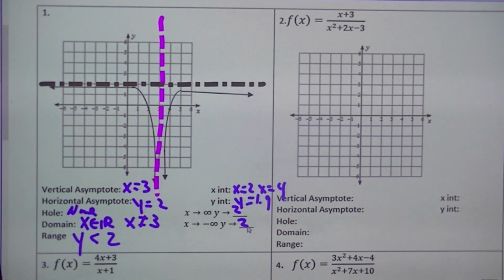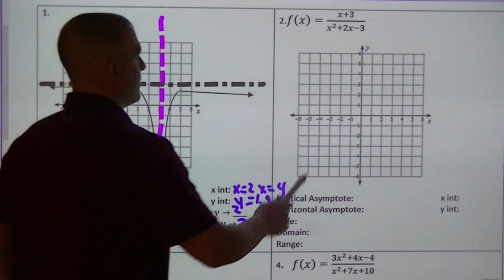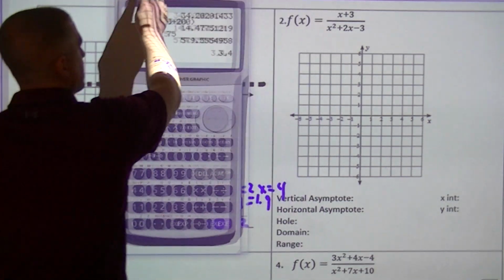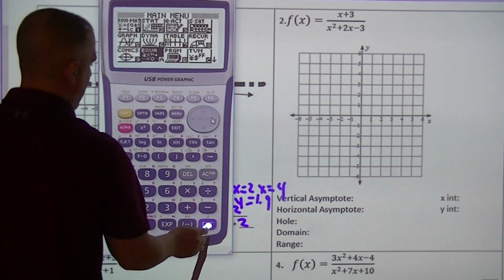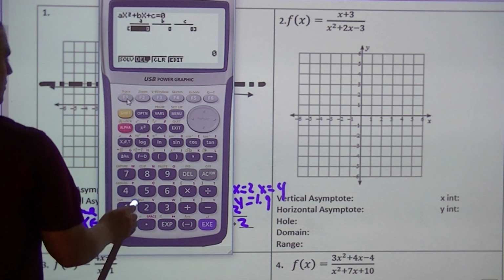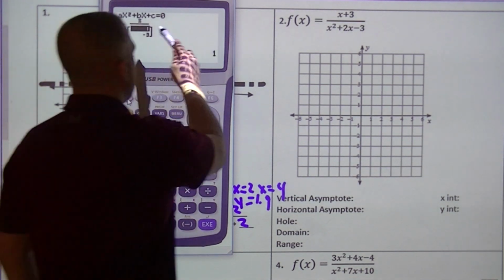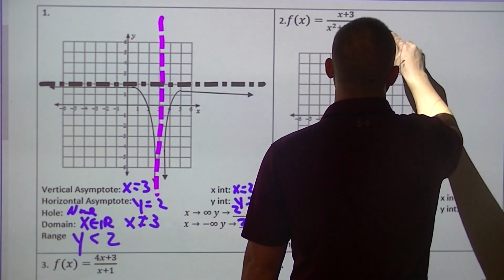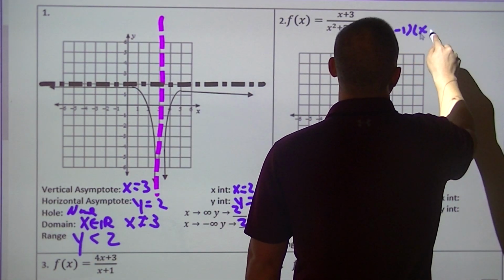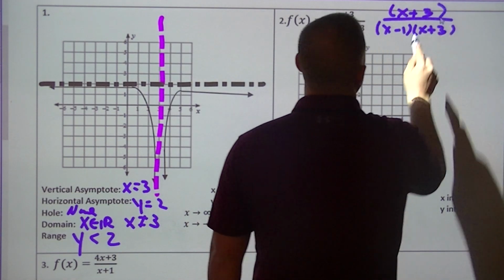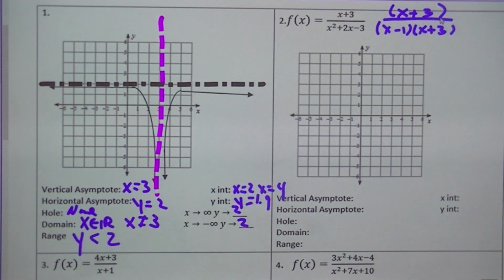Your answer to the end behaviors is whatever your horizontal asymptote is, so that's 2 and 2. Now for this one over here, I'm going to go to menu and factor the bottom. The factors are x minus 1 and x plus 3. Hopefully you can see that up there. Yep, you can. Great.